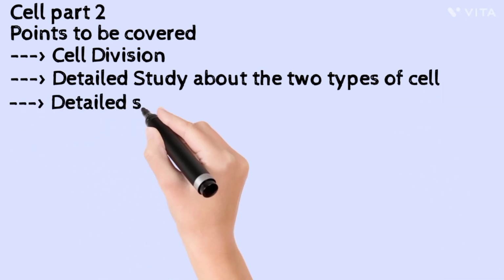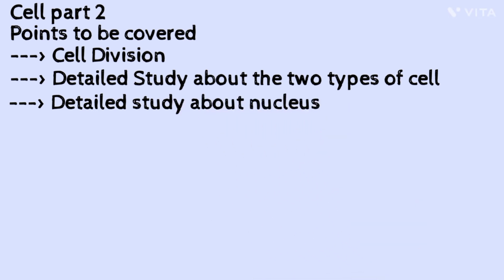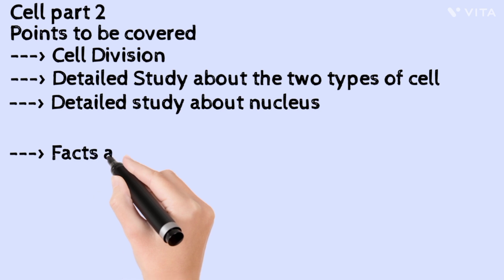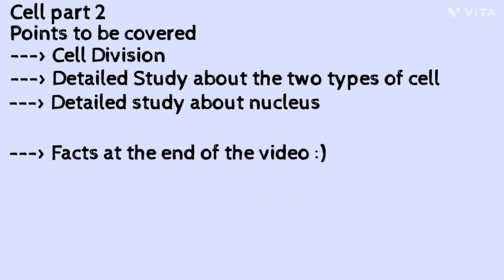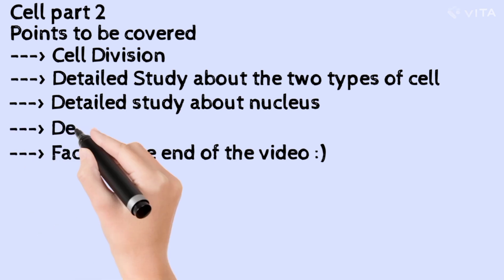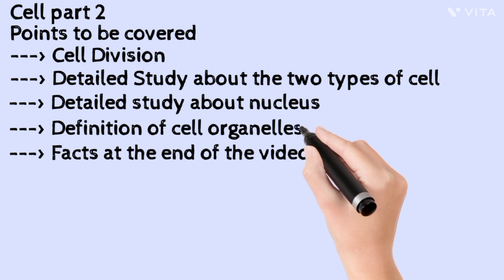Both are eukaryotic. Detailed study about nucleus. Nucleus is a cell organelle. It is also known as the brain of the cell. So as always, we will have facts for you at the end of the video, and we will learn about the definition of cell organelles.